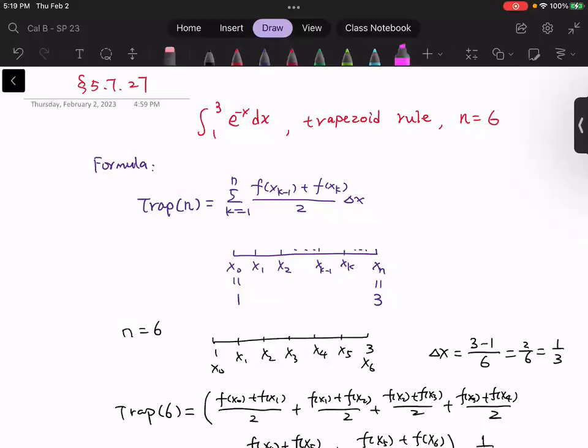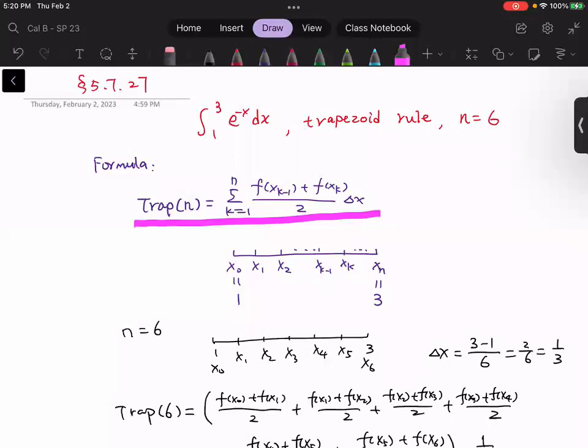Hello, everyone. Here we would like to work on number 27 in 5.7. This is a numerical integration. We are asked to provide a trapezoid rule approximation whenever n equals 6. First, let's write down the formula.